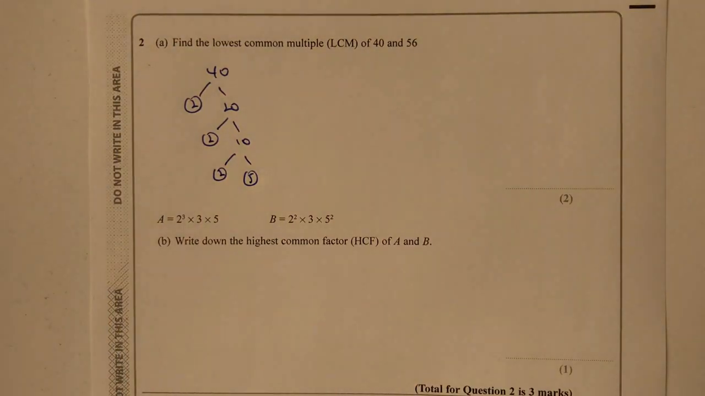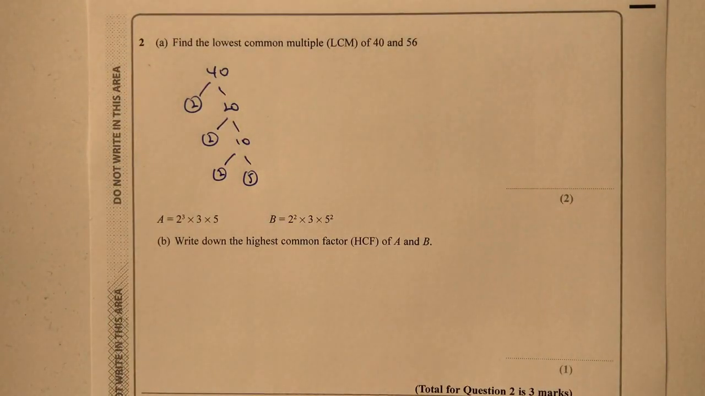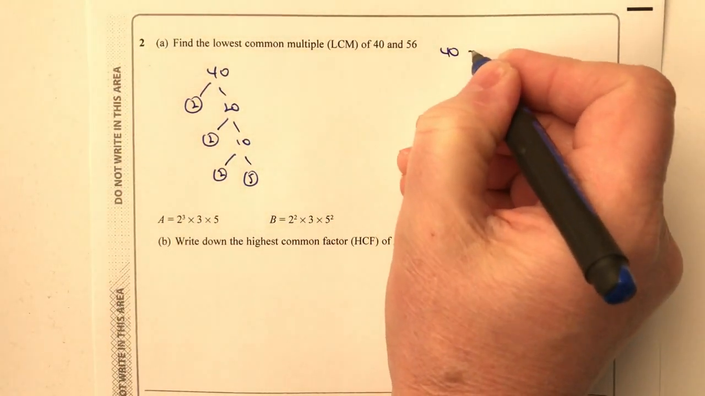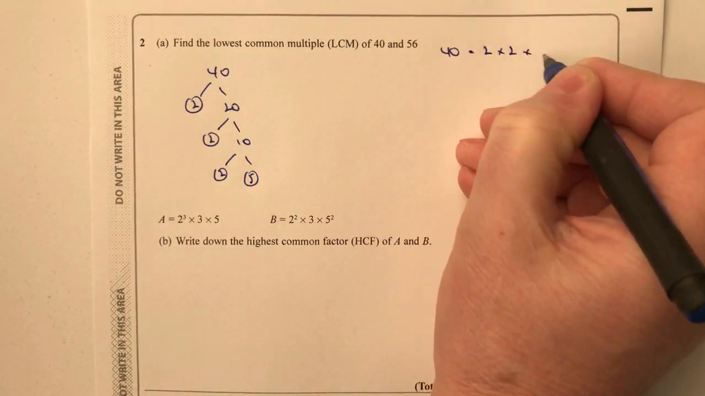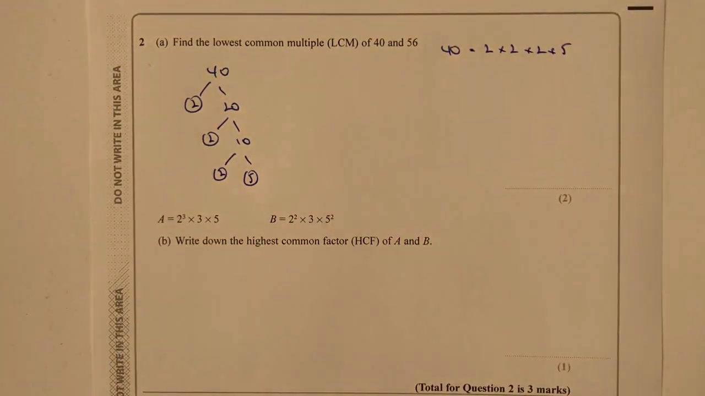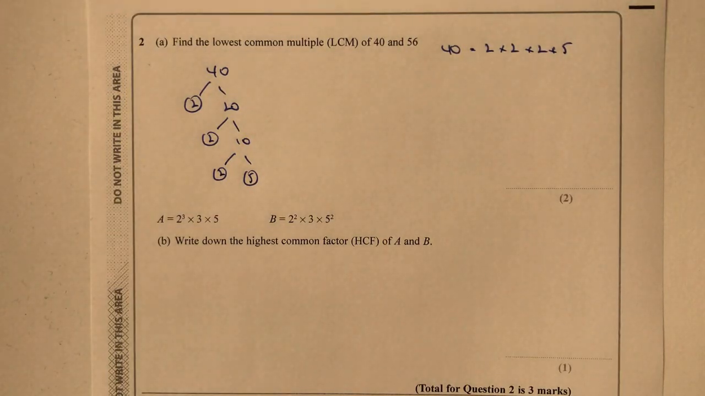So what I do know is that 40 I can work out, or I can write as equal to 2 times 2 times 2 times 5. Okay, and let's just check that. So 2 times 2 is 4. 4 times 2 is 8, and 8 times 5 is 40, so that's absolutely correct.